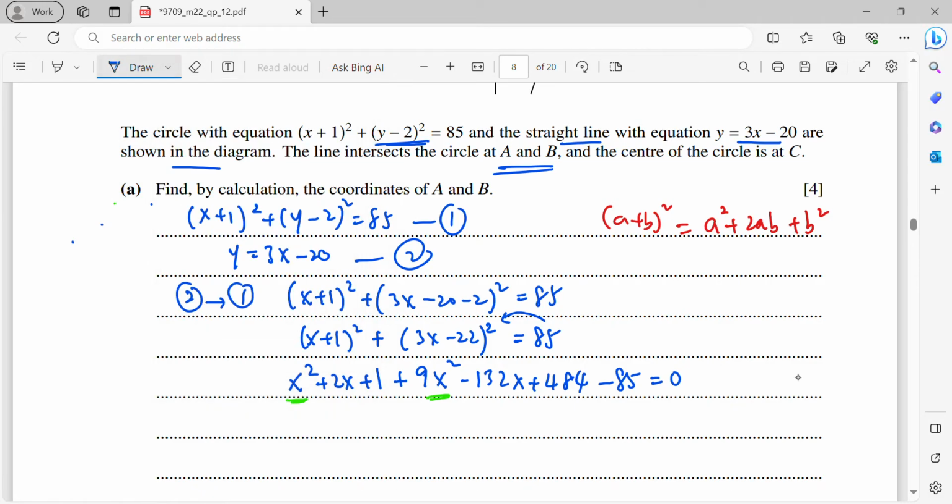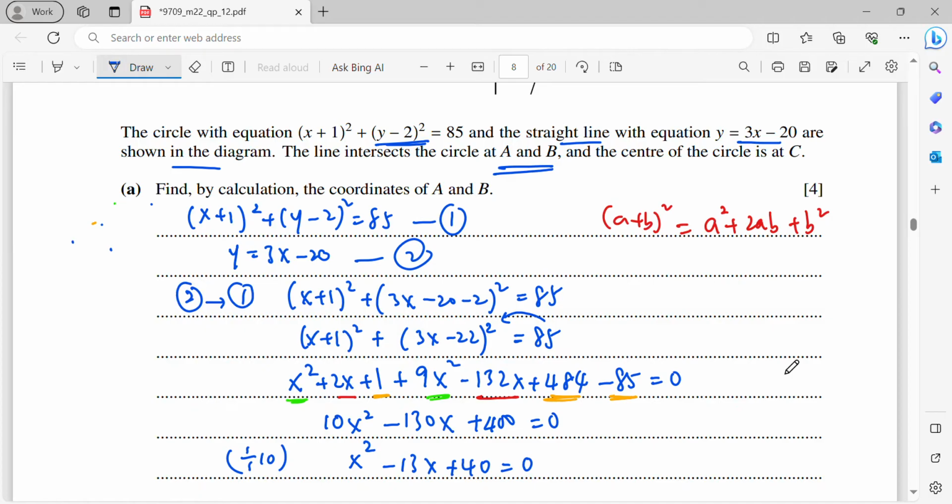x squared plus 9x squared, it will be 10x squared. Then here, 2x minus 132x, it will be negative 130x. And then for the rest of the terms, 1 plus 484 minus 85, then you will get plus 400 equals to 0. So from here, you can divide the whole equation by 10. Then I will be getting x squared minus 13x plus 40 equals to 0.